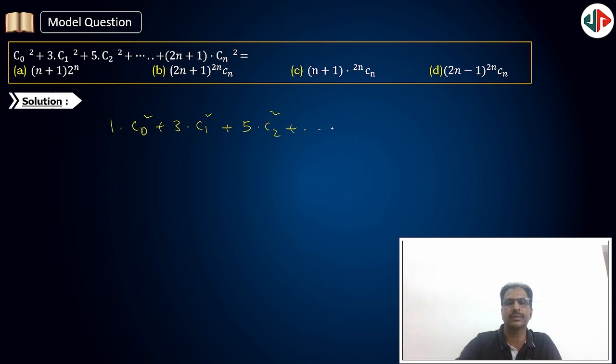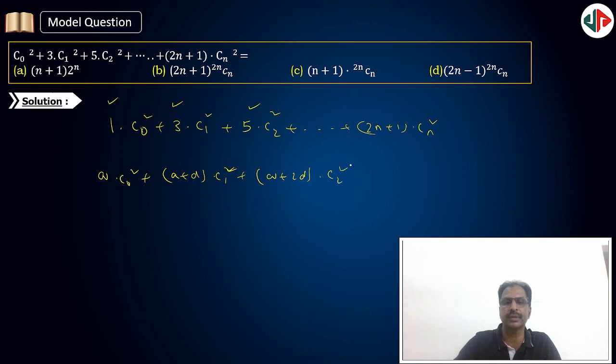plus 1, 2n plus 1 into Cn square. And again we have a formula like this, A into C0 square. See, these 1, 3, 5 are in AP, right? So there is a formula like this, A into C0 square, A plus D into C1 square, A plus 2D into C2 square plus so on is equal to 2A plus ND into 2nCn. This is the formula we have.